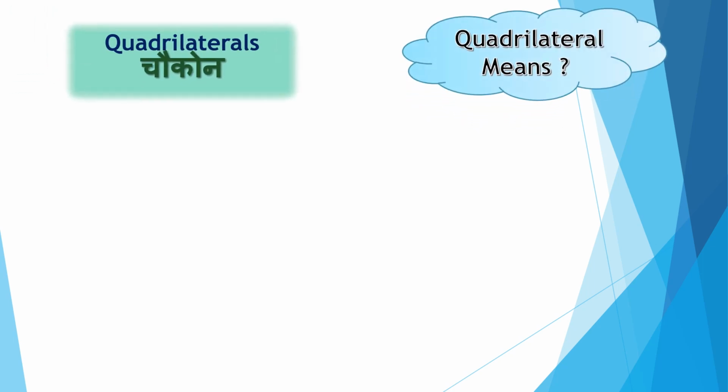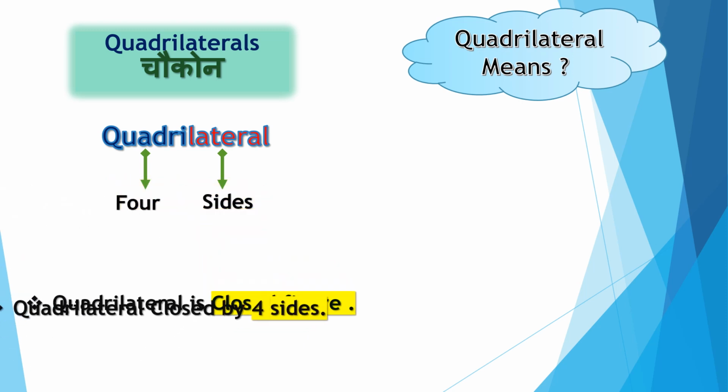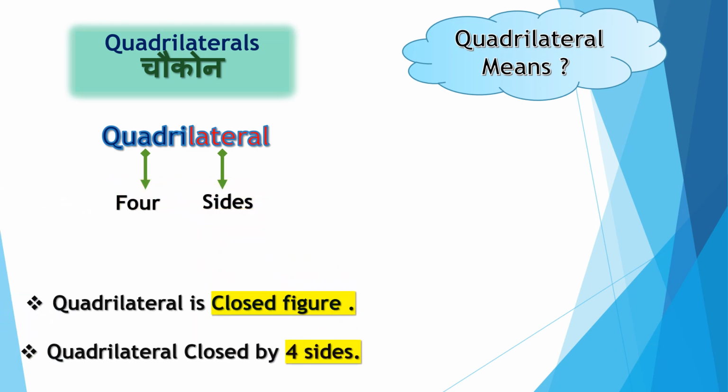Quadrilateral. In our mind there is a question about quadrilateral. What is meant by quadrilateral? Quadri means four and lateral means sides. A quadrilateral is a closed figure. A quadrilateral is closed by four sides.